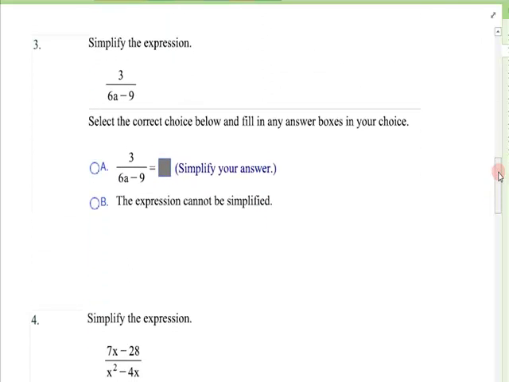All right, let's look at number 3. Simplify. You need to factor the top, factor the bottom, and divide out common factors. The numerator, there's nothing I can do. It is 3. The denominator, there is a GCF of 3, and if I factor out a 3, it goes in there 2a times, and 3 goes into negative 9, negative 3 times. 3 goes into itself once, 3 goes into itself once.